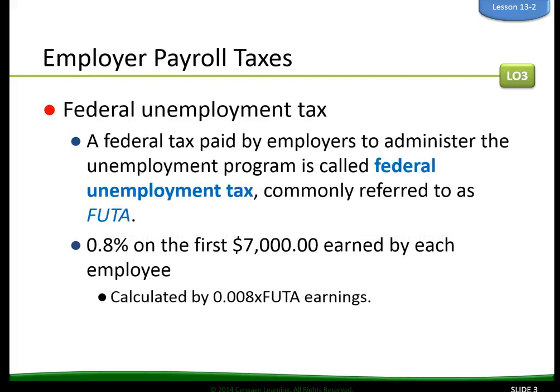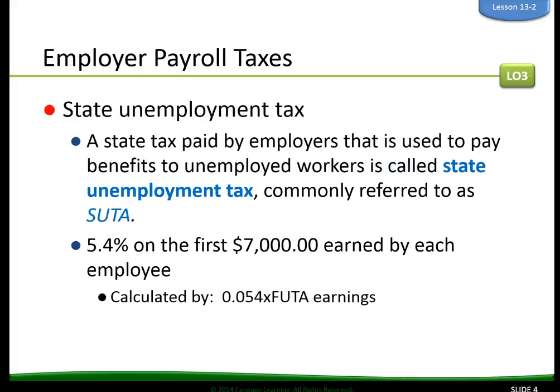The federal unemployment tax is a federal tax paid by employers to administer the unemployment program, and it's commonly referred to as FUTA. It's 0.8% on the first $7,000 earned by each employee, and it's calculated by multiplying 0.008. So remember, you move the decimal over 2. 0.008 times the FUTA earnings. These calculations get a little tricky, so we'll go through them, and it'll also be on your workbook.